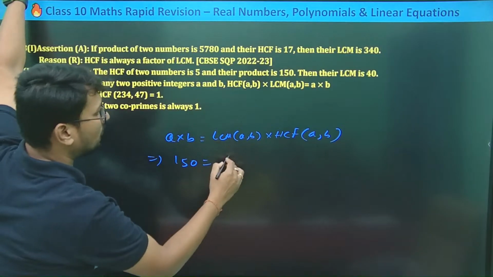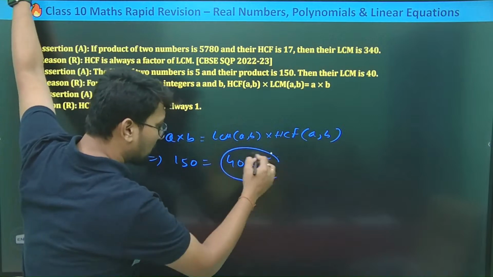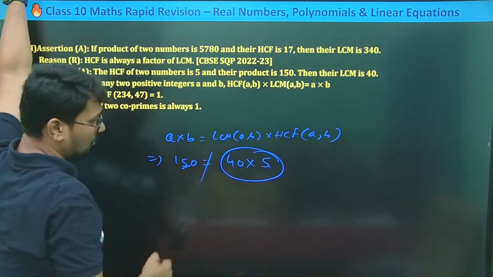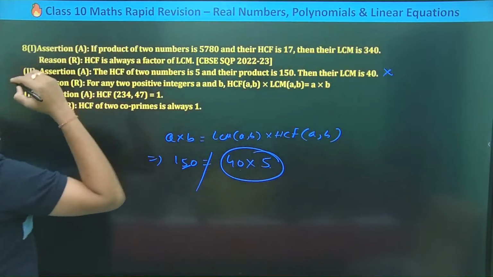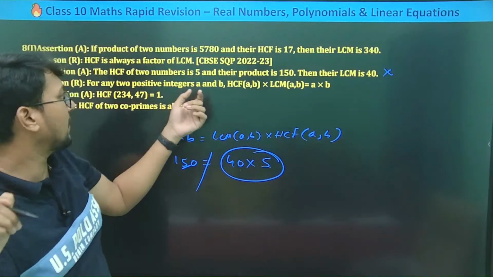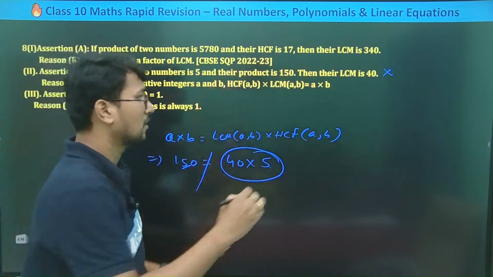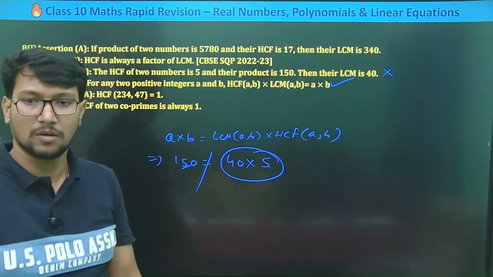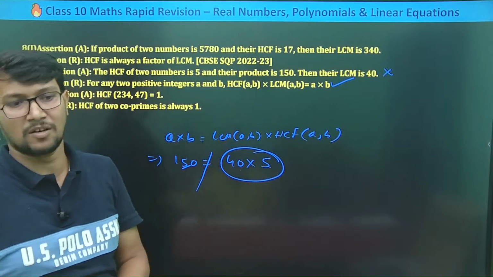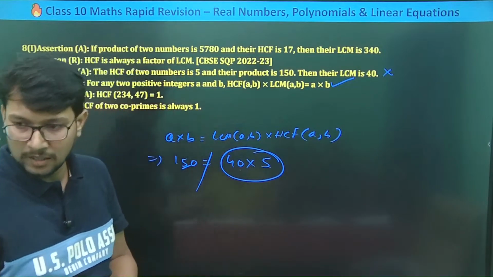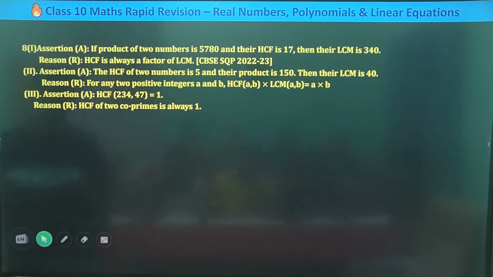LCM is 40, HCF is 5. Is the product of 40 into 5 the same as 150? No. So the assertion is false. Reason: for any two positive integers A and B, HCF into LCM equals A into B. So it is true. So the assertion is false and the reason is true. Got it? Shall we move to the next question?